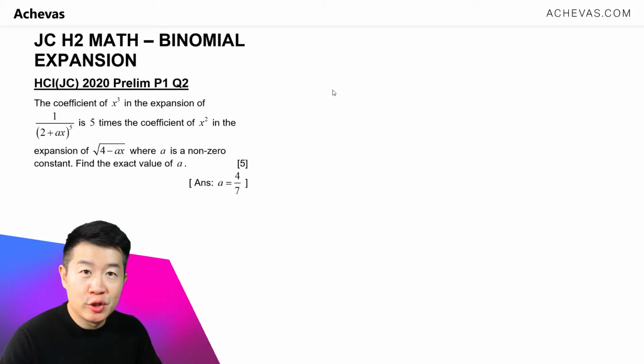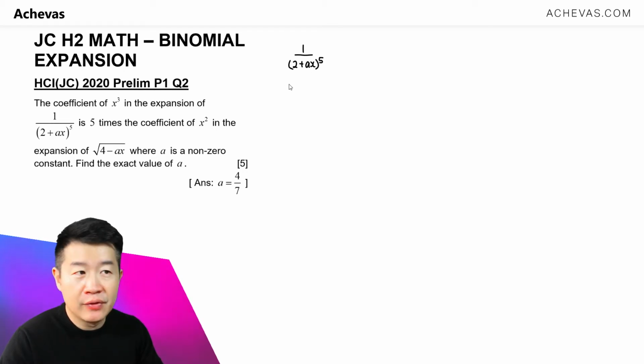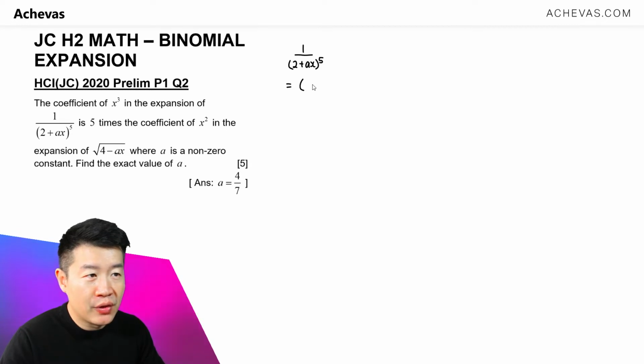This question should be manageable to most of us. And what we're going to do is to do the expansion first. Let's start with this. We have 1 over (2 plus ax) to the power of 5. To do a binomial expansion for this, making use of the formula that we have in our formula sheet, we are going to re-express this as (2 plus ax) to the power of minus 5. So the power here is a non-positive integer, so we are expecting an infinite polynomial when it is being expanded.